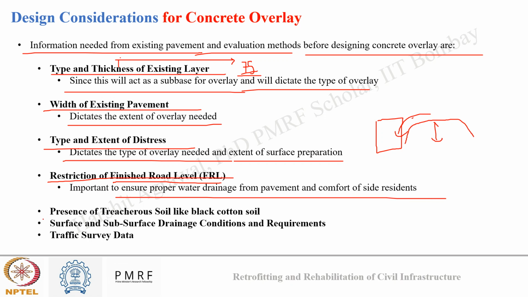Okay, apart from this, we also need to check for the presence of any harmful soils like black cotton soil, which can show expansive nature after absorbing water. We should also be concerned with the subsurface and surface drainage conditions, and we should also have traffic survey data so that we can decide what type of overlay and what thickness of overlay is needed for us.